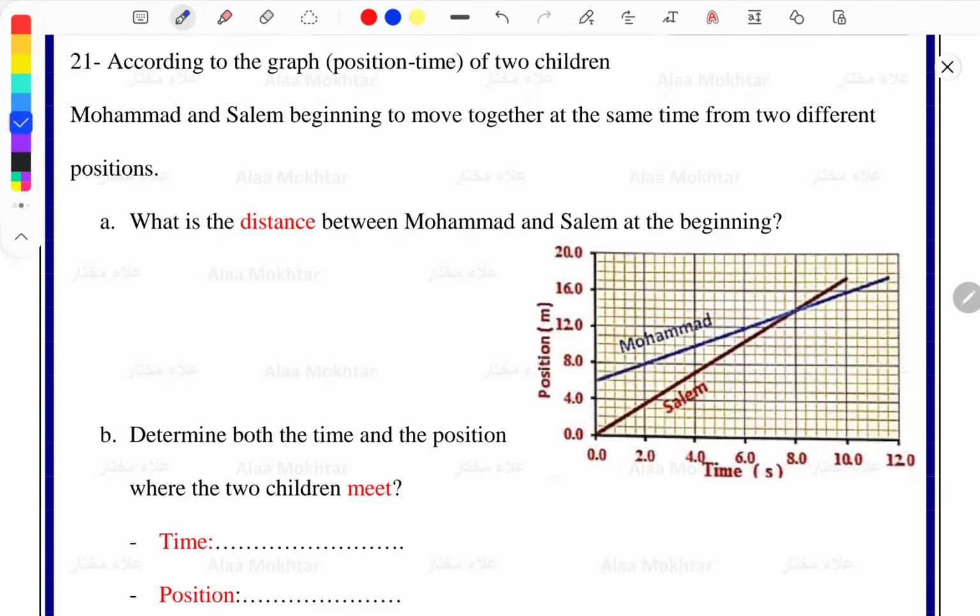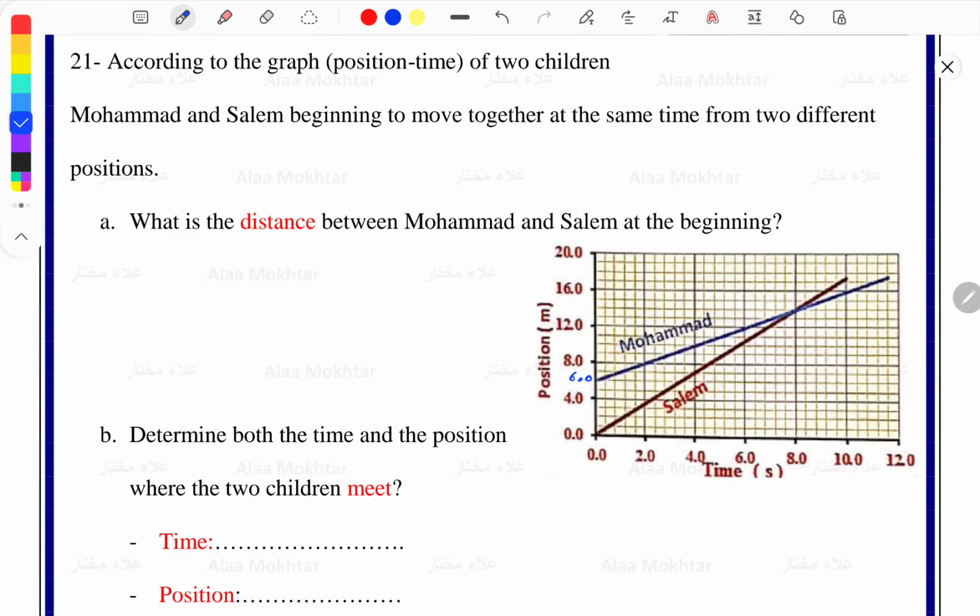مكملين مع بعض مراجعة لجريد 9 أدفانس، ومعانا السؤال رقم 21. According to the graph position time graph of two children, Muhammad and Salim, beginning to move together at the same time from different position. Look to this figure. Salim start from 0 position, but Muhammad start from position 6, as you see, 0, 2, 4, 6.